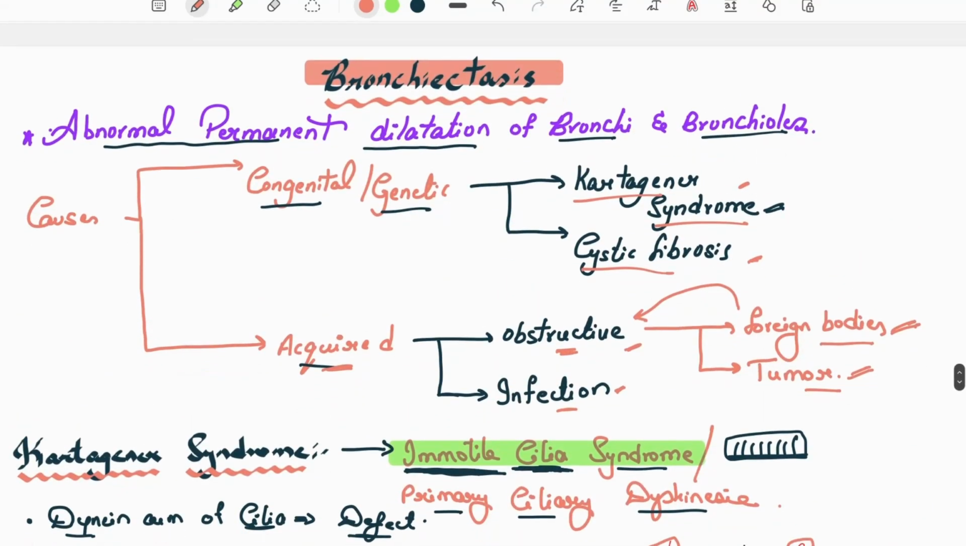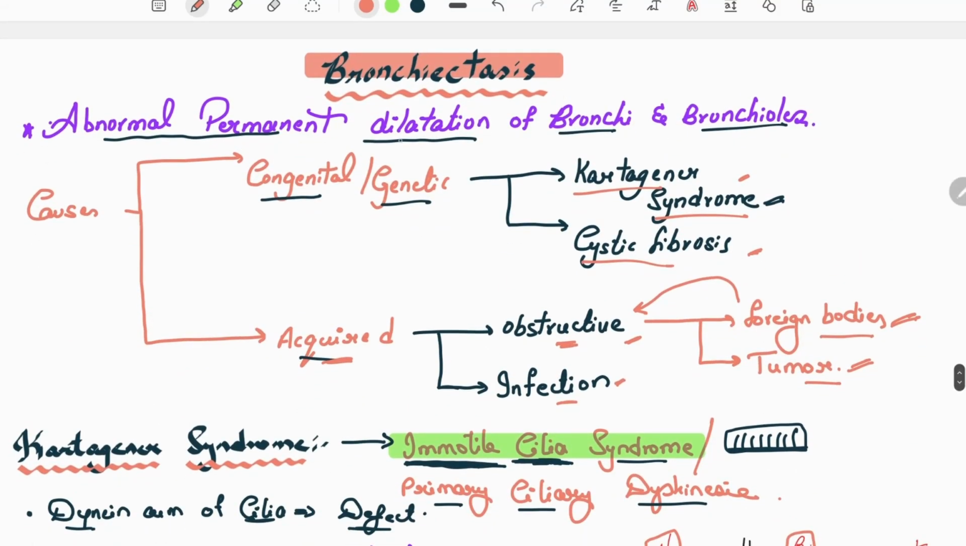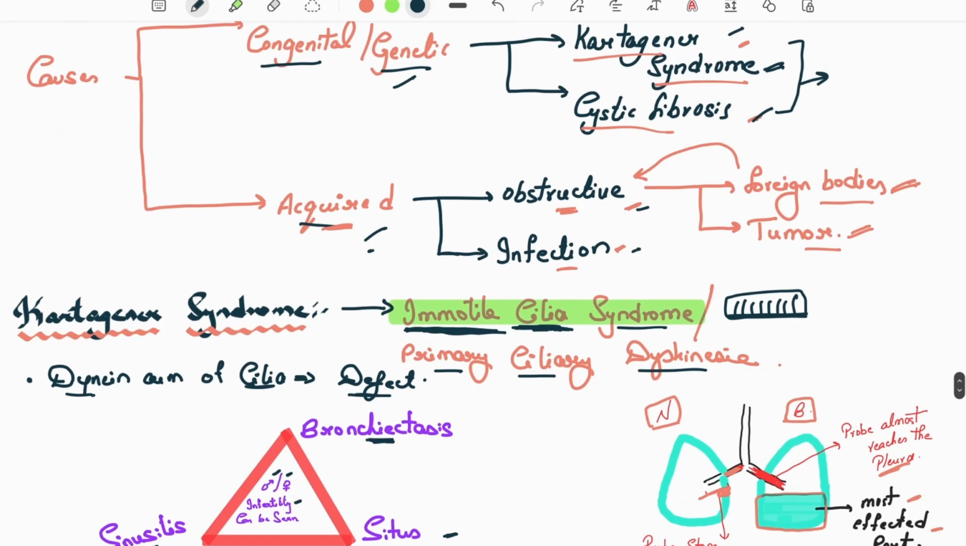Now let's wind it up. Bronchiectasis is nothing but the dilatation of the bronchi and bronchioles. It is a permanent dilatation and it may be due to a congenital cause or an acquired cause. In congenital, we have two situations. First one is Cartagena syndrome. Next one is cystic fibrosis. In acquired, we have obstruction and infection. Whether due to congenital or acquired causes, we have dilatations. In obstruction, it may be due to foreign bodies or any kind of tumors. So Cartagena syndrome is also called immotile cilia syndrome, meaning the dynein arm of the cilia is defective.